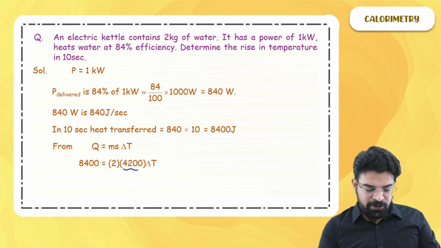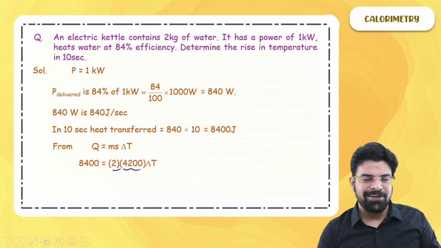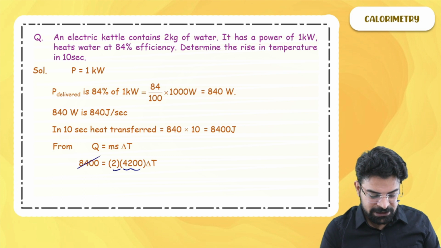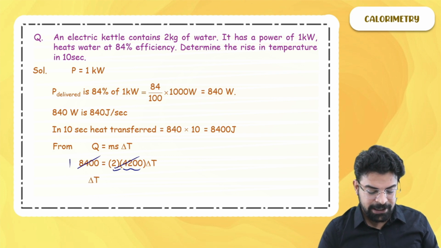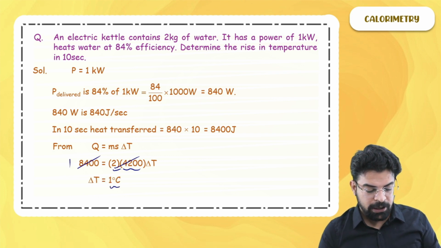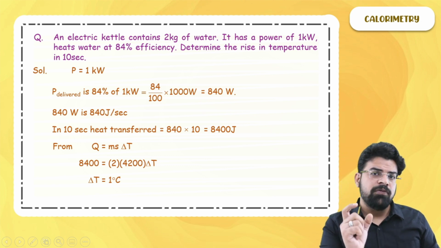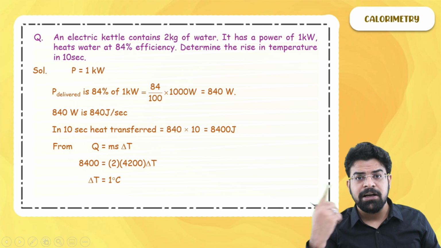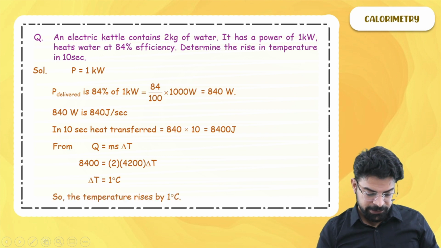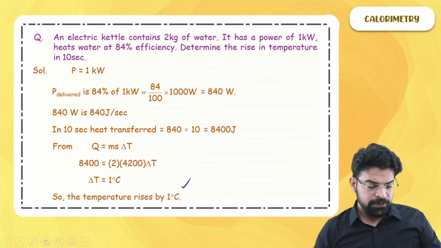Now 4200 into 2 is 8400. That is the term written on the left hand side. So these two quantities get cancelled. So you get the rise in temperature is nothing but 1 degree centigrade. So in 10 seconds, the temperature of 2 kg of water inside this kettle will increase by 1 degree centigrade. So let's move on.